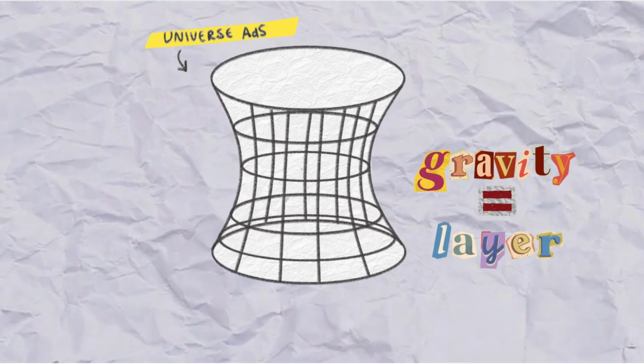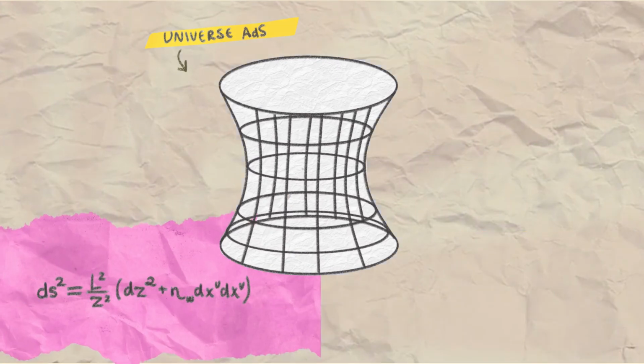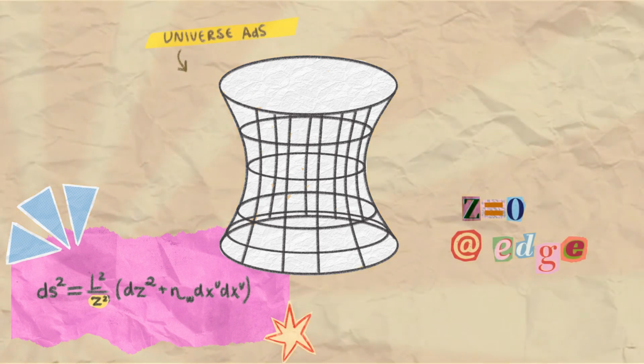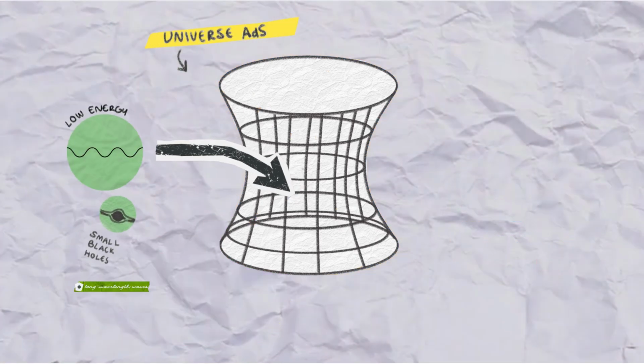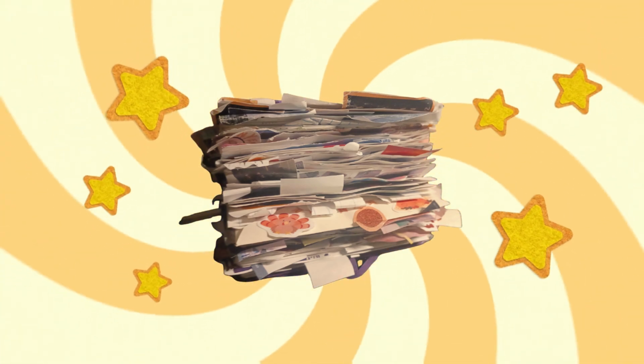Instead, gravity is a layer in this inwardly curved space, whose coordinates are determined by the equation shown here, where z tells you if you're closer to the middle, where the low energy systems are, or closer to the edge, where the high energy quantum systems live. Let's look at my scrapbook as an example for AdS.